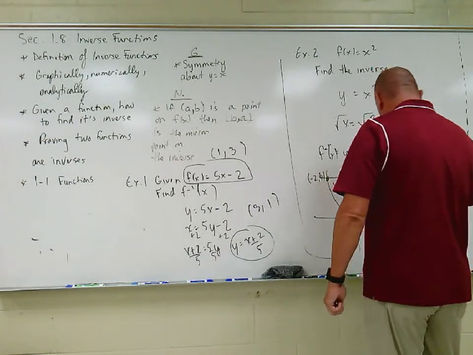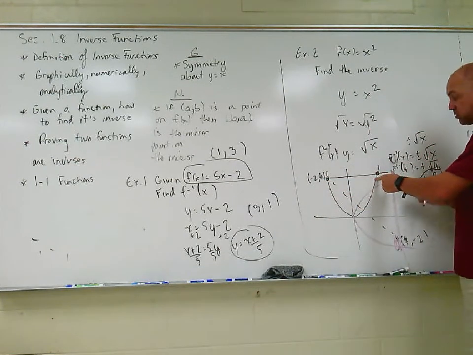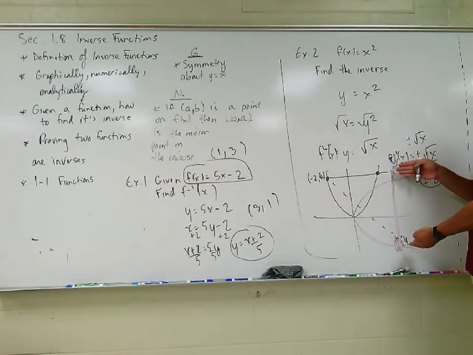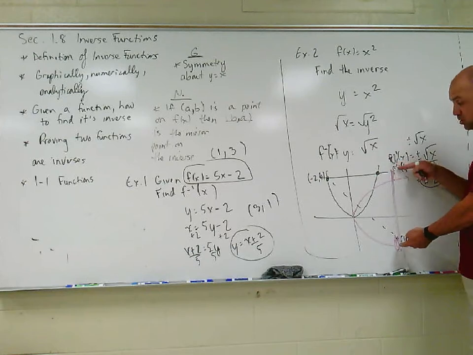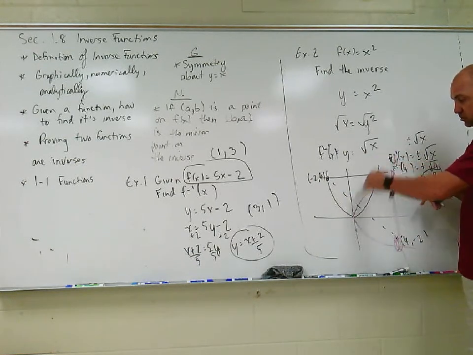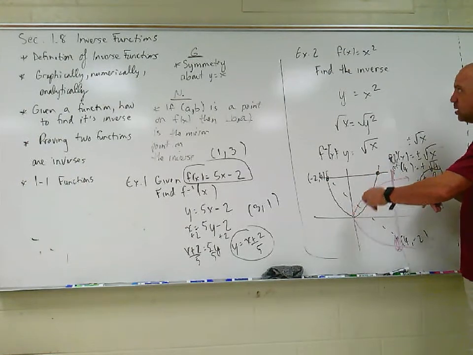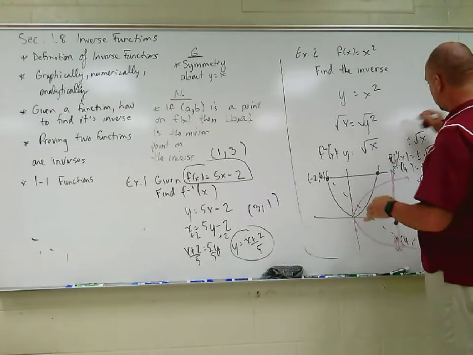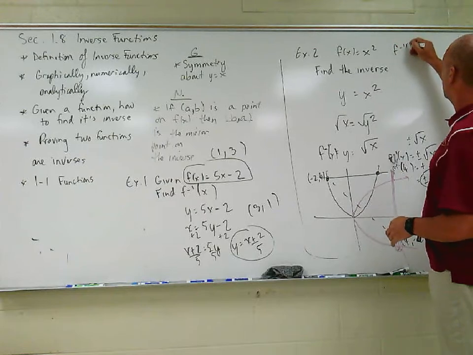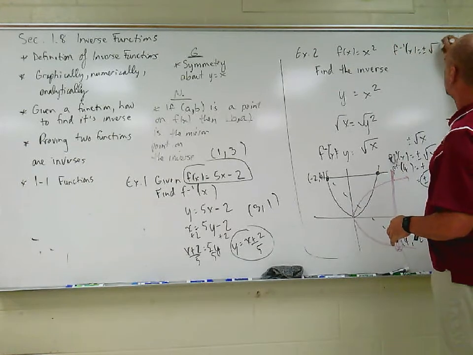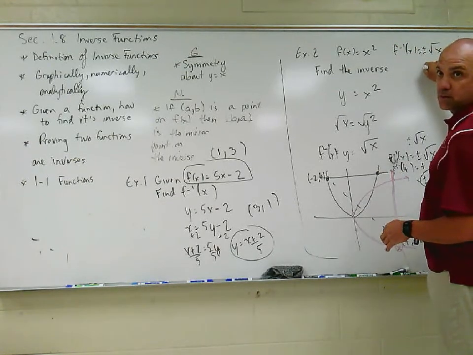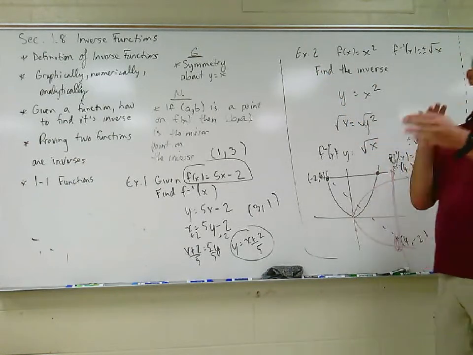If I can draw a horizontal line and it crosses more than once, then when I flip, I'm not going to have a function because it's going to flip vertically like this. If you think about that symmetry about y equal to x, the whole problem starts here. This technically is the answer. It is plus or minus square root of x, but this is not a function. And our topic is to just find inverse functions.